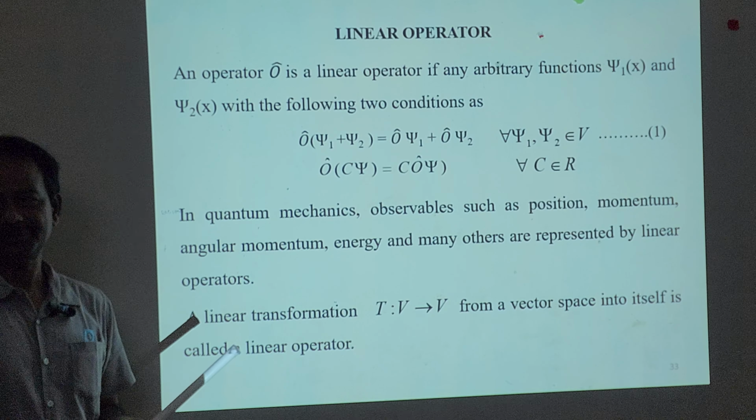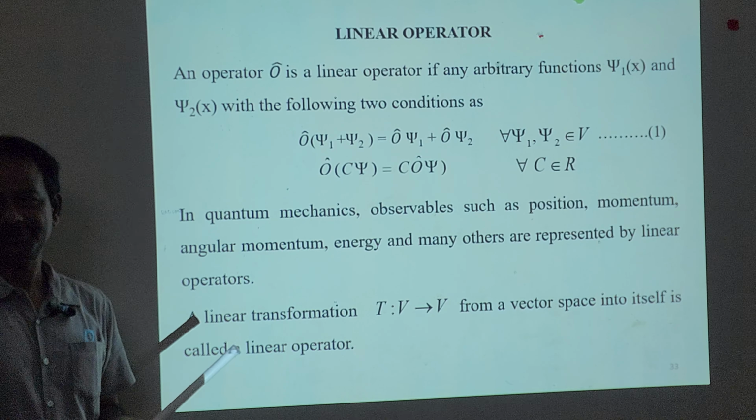For example, position is usually represented in terms of x. So what is the operator? X cap. Momentum is represented as P, so the operator is P cap. So this is an operator. Angular momentum L, so L cap. And energy E cap. So E is an observable which is associated with an operator. And many others are represented by linear operators. So they are all linear operators.